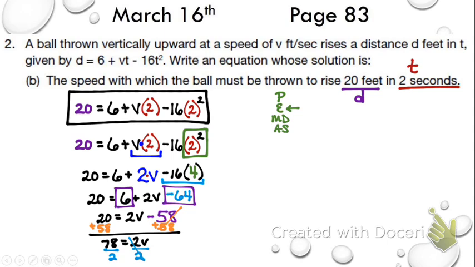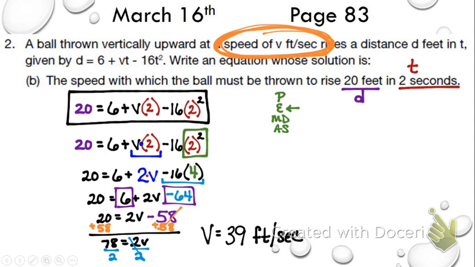So what did we just find? The velocity. Do I need units with my velocity? Feet per second. Look up at the top. It says the speed of v feet per second. I also had a clue that they were using feet and seconds because of that negative 16. Remember when we talked about gravity? So I knew it had to have the feet part anyway. Cool. So we were able to actually solve this one.